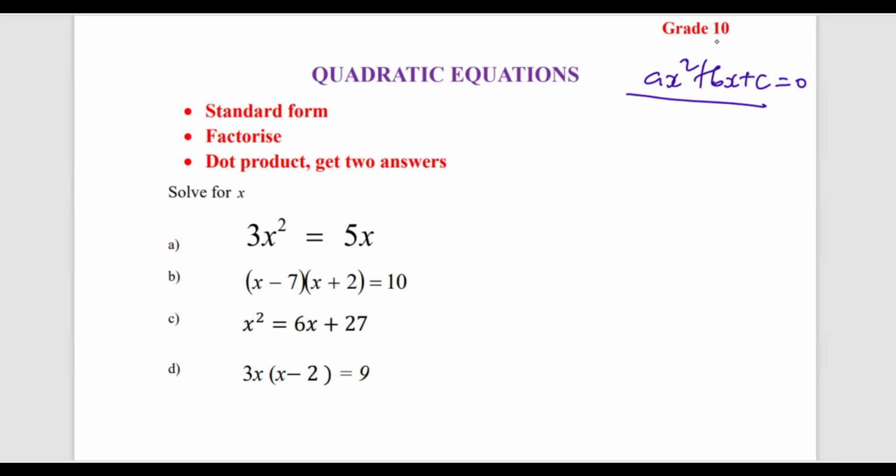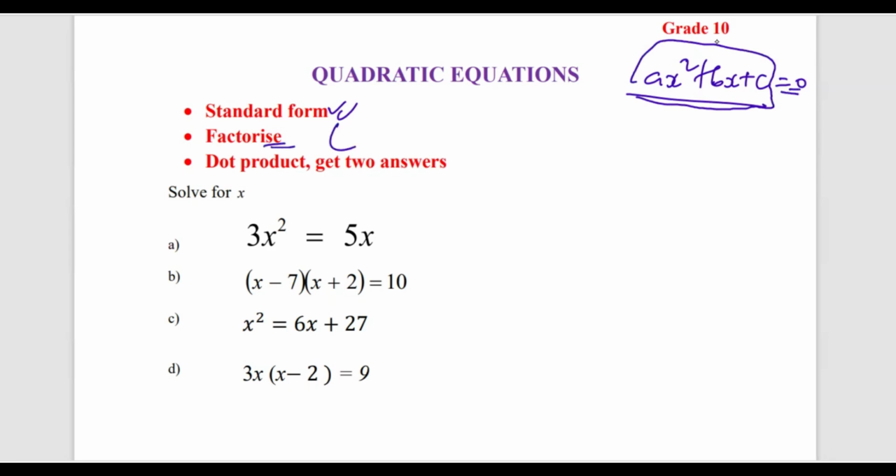Number one, we need to find what we call the standard form. Standard form is whereby everything is on one side of the equal sign and then the zero is left on the other side. After the standard form, you need to factorize.